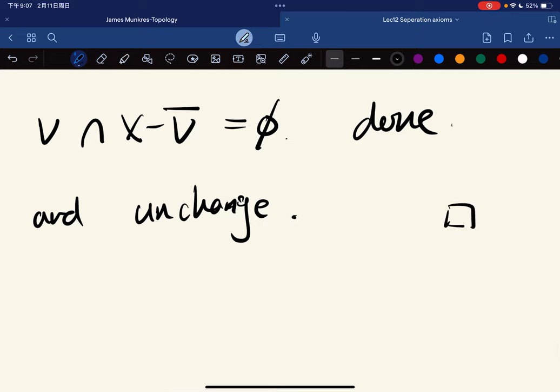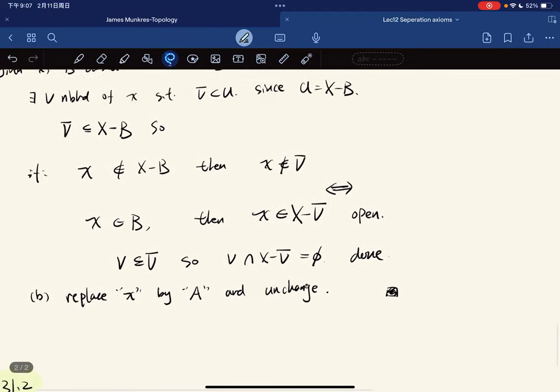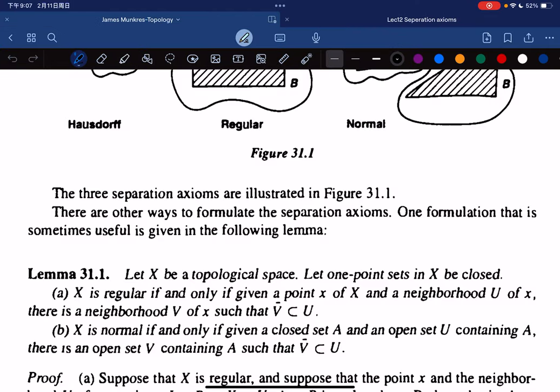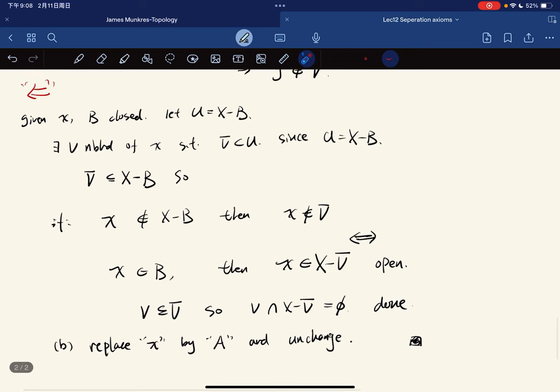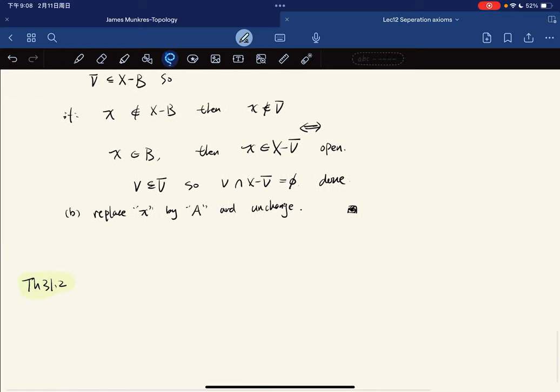Right? So we're done. Because here, for regular spaces, it's a point X, but for normal spaces, it's a closed set A. So if you just replace X by A, something like this, and everything is just unchanged. You could just go through it, but I won't.